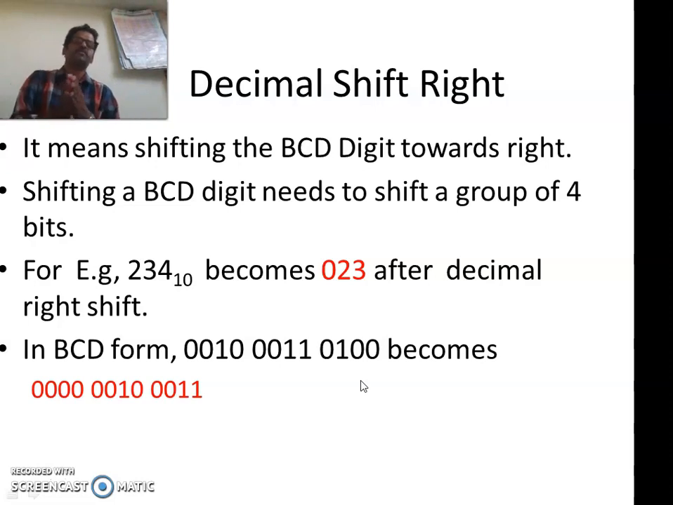While performing a decimal shift right operation, the rightmost digit would be lost. We are going to add digit 0 into the leftmost digit position. Please make a note of it. I am using the term digit since we are dealing with decimal numbers or BCD numbers. Now we'll come to know through this example.